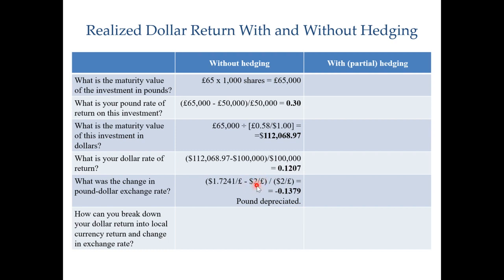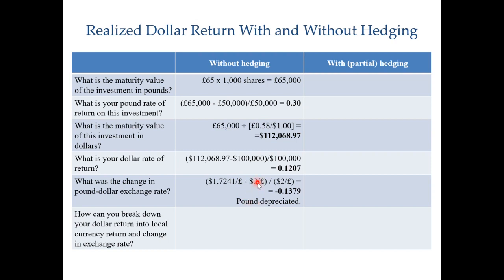So originally the exchange rate was $2 per pound, so 1 pound could buy $2, but then the exchange rate changed such that it became 0.58 pounds equivalent to $1, which really means, if you take the reciprocal, that 1 pound now can buy $1.724. So this exchange rate and this exchange rate are essentially the same. We just changed the way they are quoted.